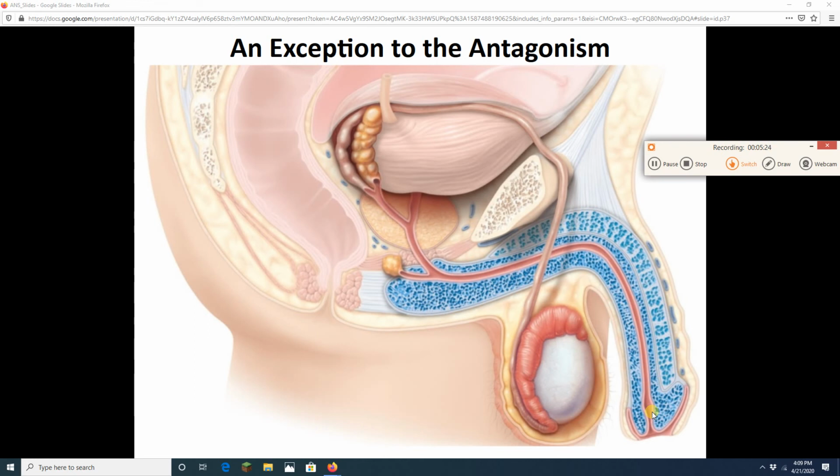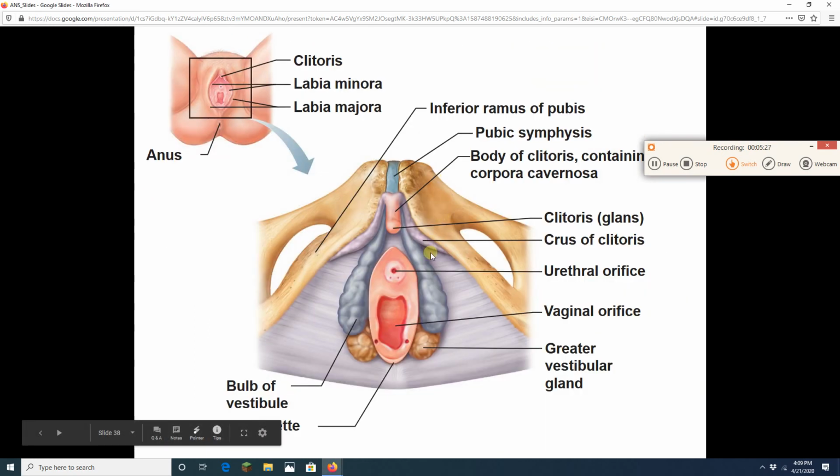Now, as far as the female reproductive system goes, it's a similar situation. Parasympathetic stimulation causes the engorgement of the clitoris and the vestibular bulbs. These are erectile structures, so they're going to become engorged with blood upon parasympathetic stimulation, while sympathetic stimulation causes the greater vestibular glands to secrete their mucus, which has a lubrication function for the vagina.